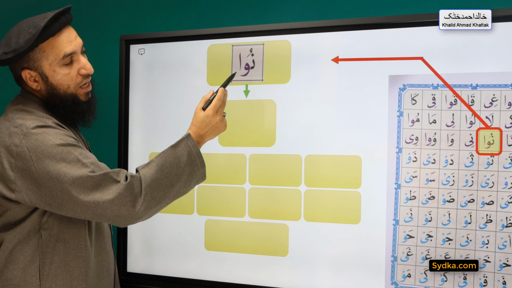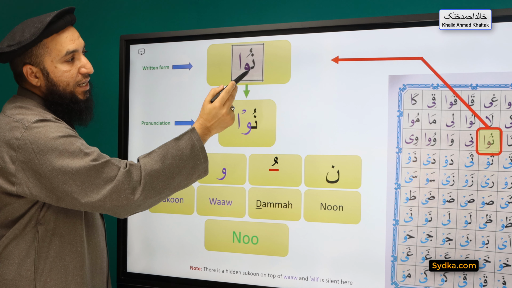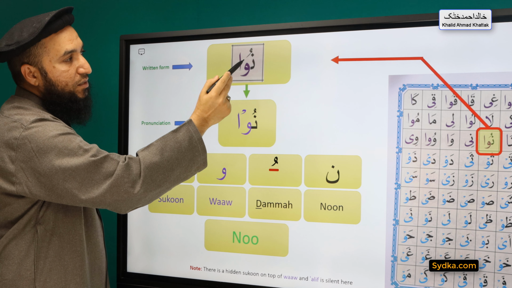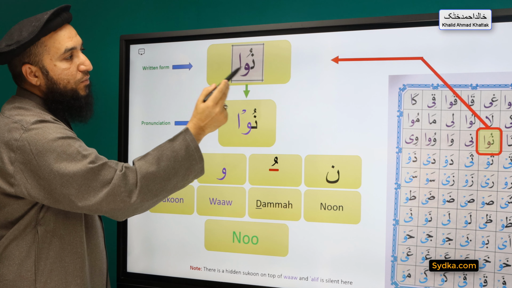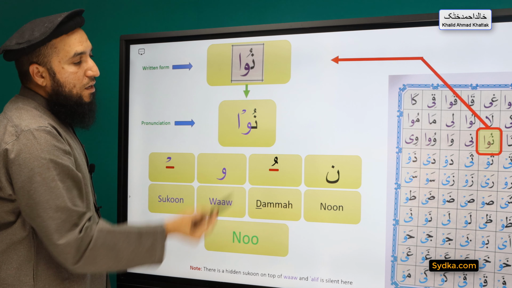The next syllable we have is Noon Dhamma Waw Sukoon. Noon is a light letter, it has dhamma on top of it, it is followed by waw. Waw has hidden sukoon, and this alif is silent. Noon dhamma waw sukoon, nu.